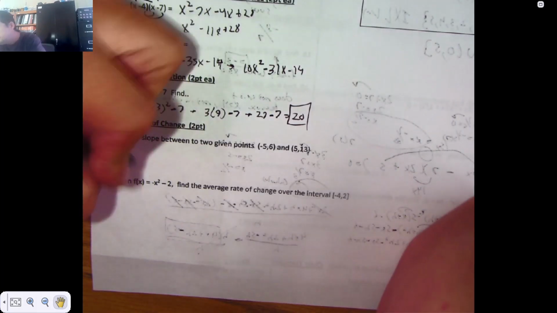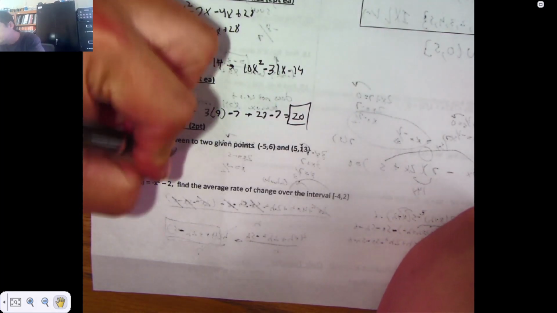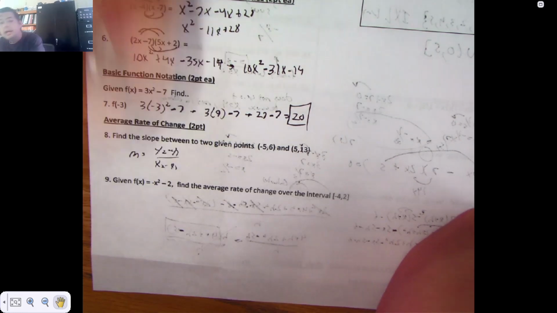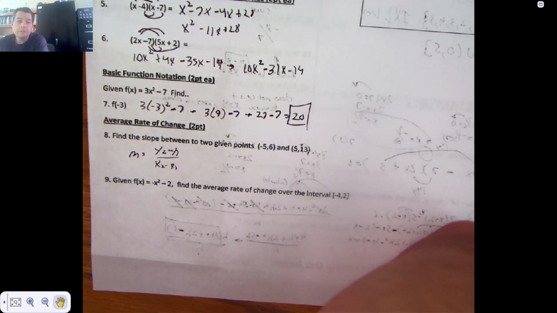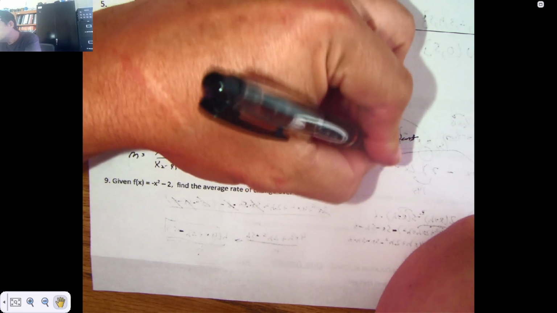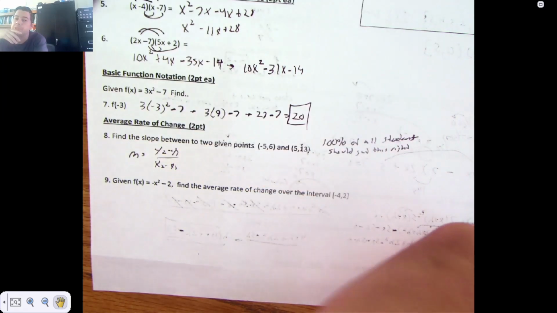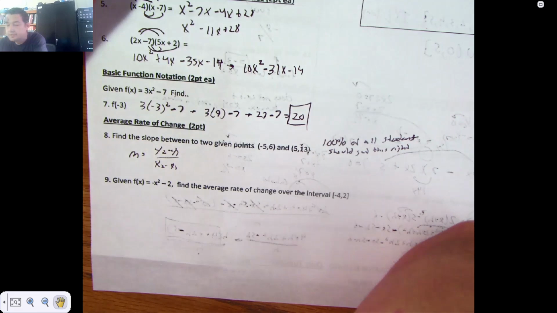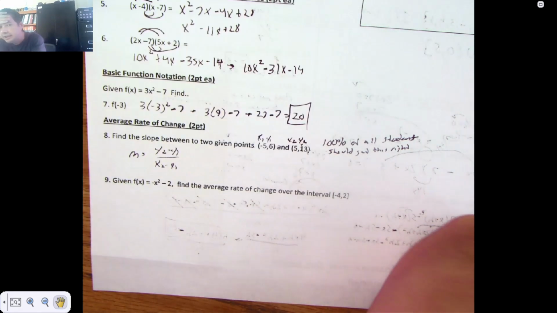Number 8 is find the slope. Formula for slope is y2 minus y1 over x2 minus x1. I don't understand why this question doesn't have a 100% success rate. 100% of all students should get this right. It's not even close to 100%. It's probably 80% amongst the junior class. I don't understand it. How am I supposed to teach you anything if you can't do slope? Anyways, figure it out. Watch some videos.